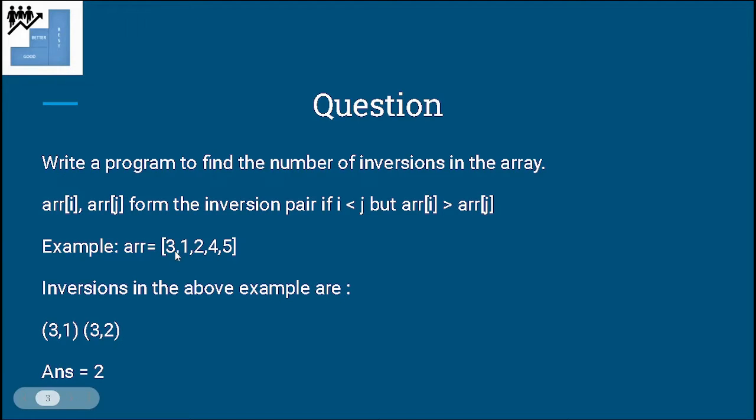Okay. So it does not form an inversion pair with 4 and 5, right? Other than that, if you see 1, 2, 4, 5, they are all in ascending order only, so they don't form inversion pairs. So for this particular example, there are just two inversion pairs.